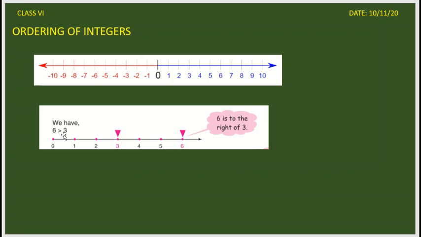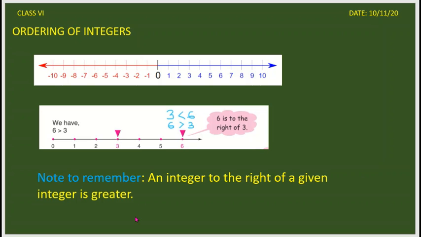That is represented in this way, in symbolic form: 6 is greater than 3. We can also write that 3 is smaller than 6. Why is 6 greater than 3? Because 6 is to the right of 3. This is in the case of positive integers. So remember that an integer to the right of a given integer is always greater than the given integer.